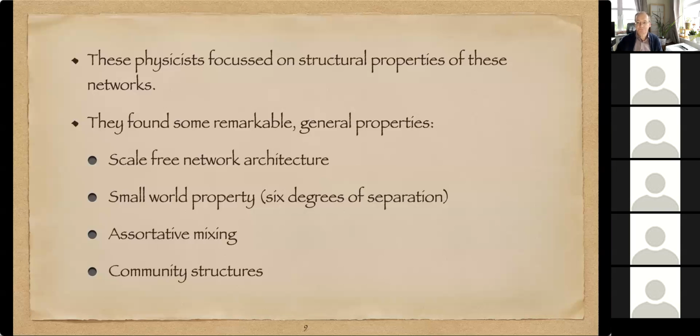Okay, so these properties are there in the economic networks, but they are not necessarily the most important. The most important is the trade flows. It is the design, in some sense, of these networks.